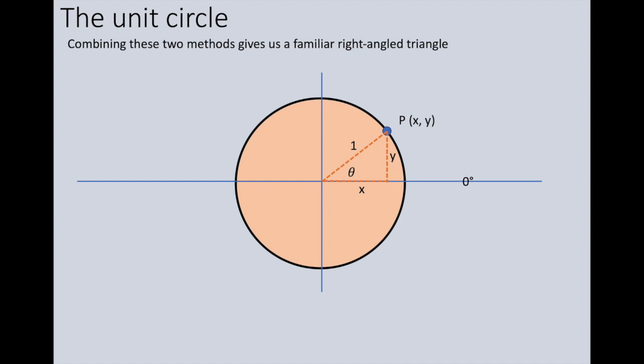We always measure the angle from the positive side of the x-axis, and anti-clockwise is positive. So if we went round 90 degrees, we'd be up here at the y-axis. Another 90 degrees would take us over here to the negative x-axis. At 270, we'd be at the negative y-axis. And if we did a full turn, we'd get back to the positive x-axis.